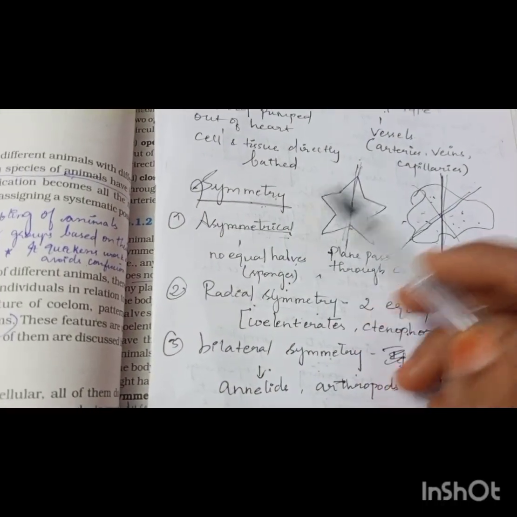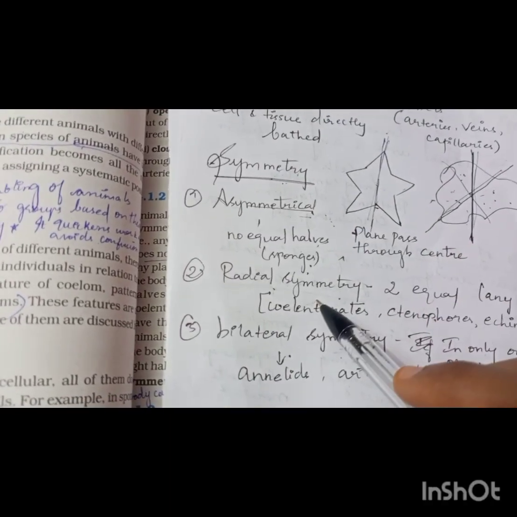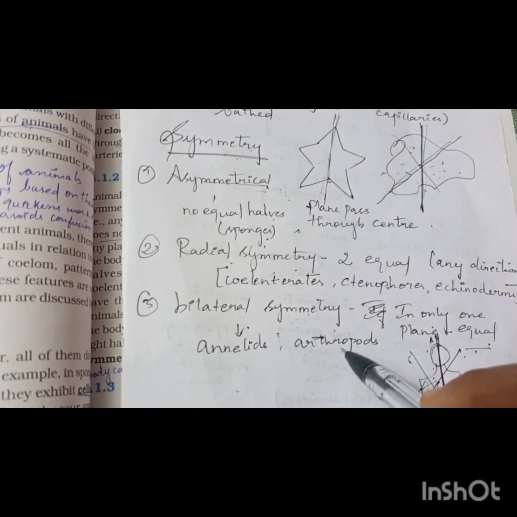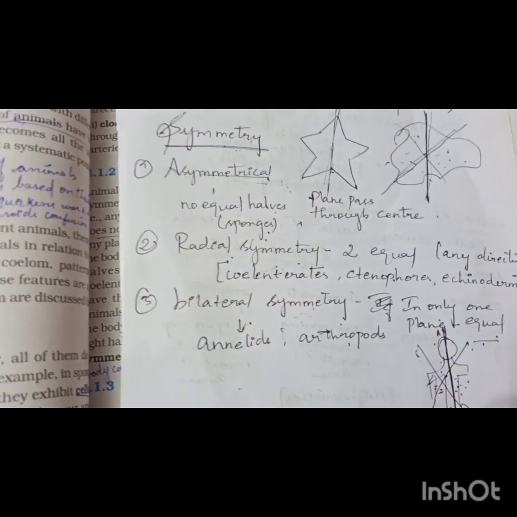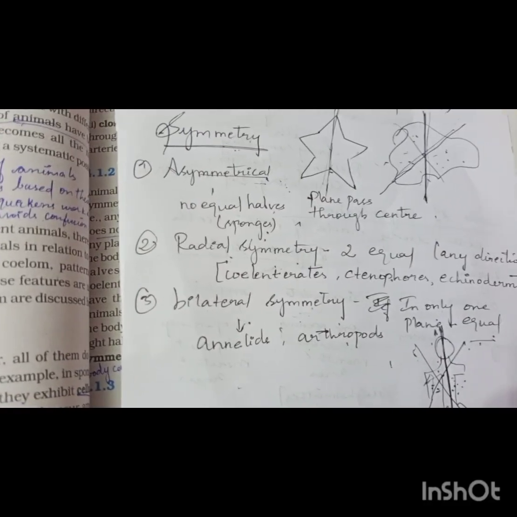Asymmetry, the plane will never cut the body into two equal halves. Radial symmetry, at any angle the plane will cut the body into two equal halves. Bilateral symmetry, in only one direction the plane will cut the body into two equal halves. In other directions it will be unequal halves.